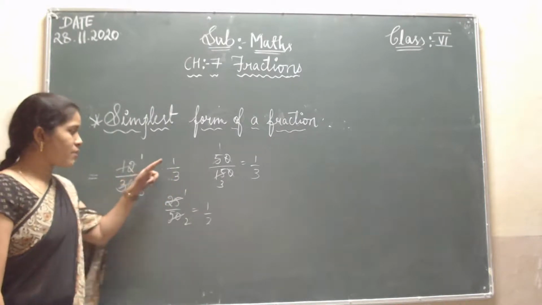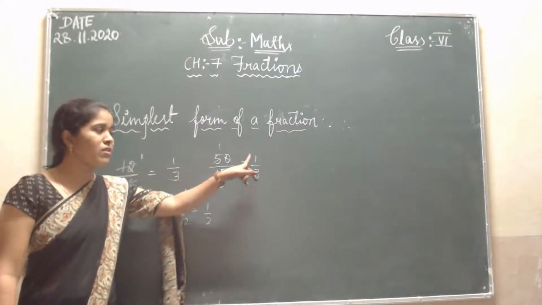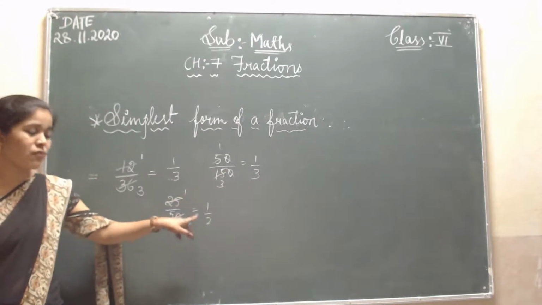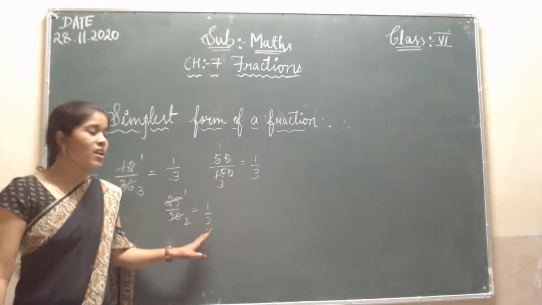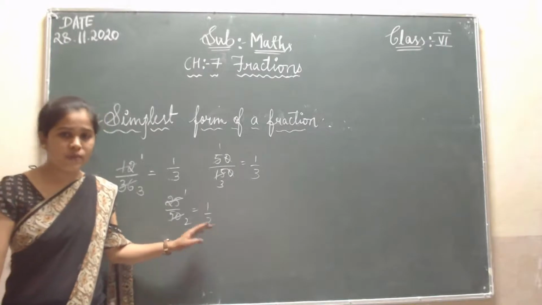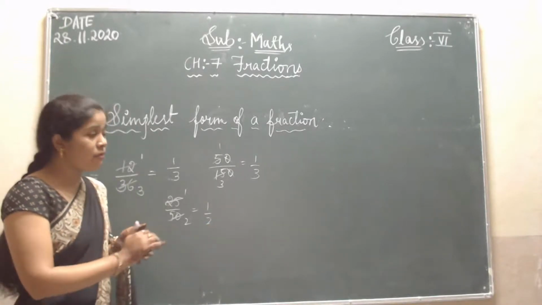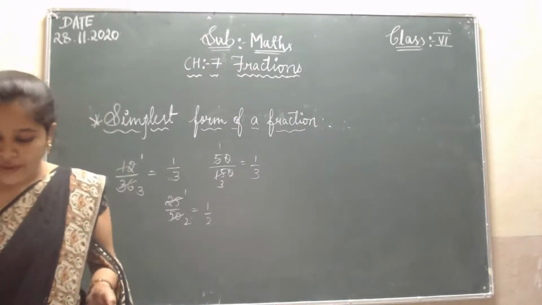12 by 36 simplest form is 1 by 3. 50 by 150 simplest form is 1 by 3. And 25 by 50 simplest form is 1 by 2. We have to divide and find the simplest form of these fractions. So this is all about the simplest form of fractions.